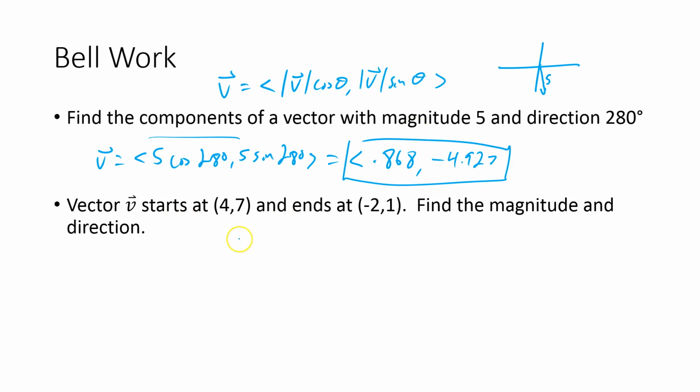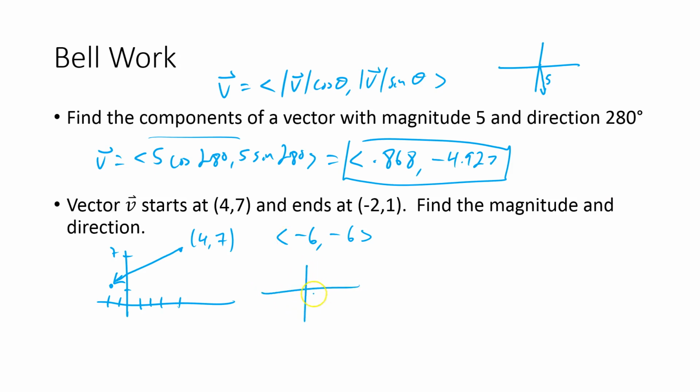Now for this guy, we've got v starting at (4, 7) and ending at (-2, 1). For this one, I'm definitely going to want to draw a picture. Something like this. 1, 2, 3, 4. Let's say this is 7. So right here, we're at (4, 7). And then it ends at (-2, 1). It's right there, so the vector looks like that. That looks like an x change of negative 6. And the y change goes from 7 to 1, so that is also negative 6. That's not too bad.